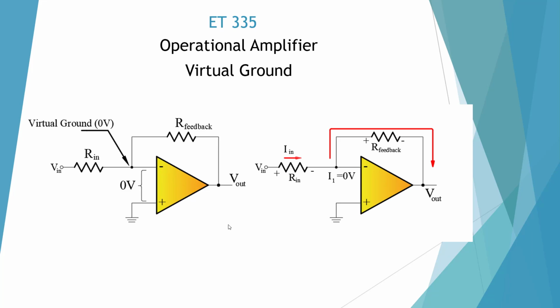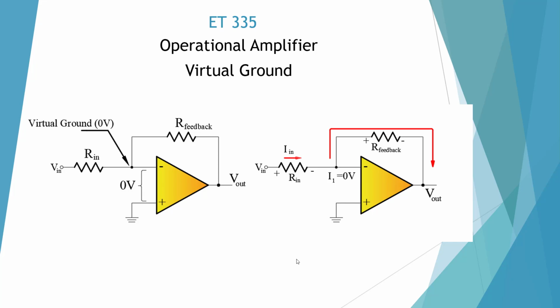Here I'm showing virtual ground. If you read this in the textbooks, it can be a little bit confusing. But essentially, because of this device, whatever is on the non-inverting side will be the same on the inverting. So since we're grounded, this is going to be the same, or essentially 0 volts. It's going to be virtually grounded.